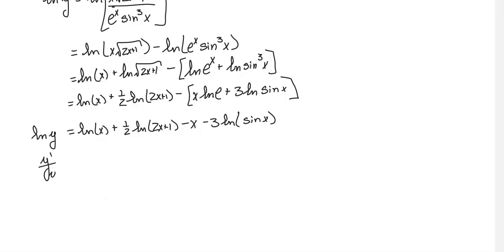So we're going to have y prime over y. Remember, this is implicit differentiation. It's equal to 1 over x plus 1/2. This is a chain rule, so it's du, which is going to be 2, over u, which is 2x plus 1. Derivative of negative x is a negative 1. Same thing here. This is going to be du, derivative of sine is cosine, over u.